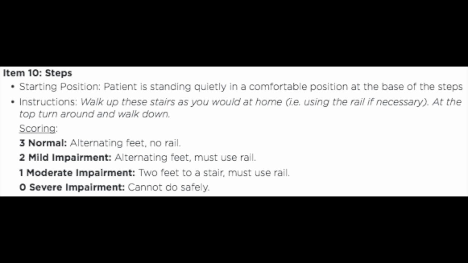A 3 is given if the patient is able to alternate feet and not use a rail. A 2 is given if they're able to alternate feet, but they must use a rail. A 1 is given if the patient requires 2 feet to a stair and must use a rail. And a 0 is given if the patient cannot perform safely.